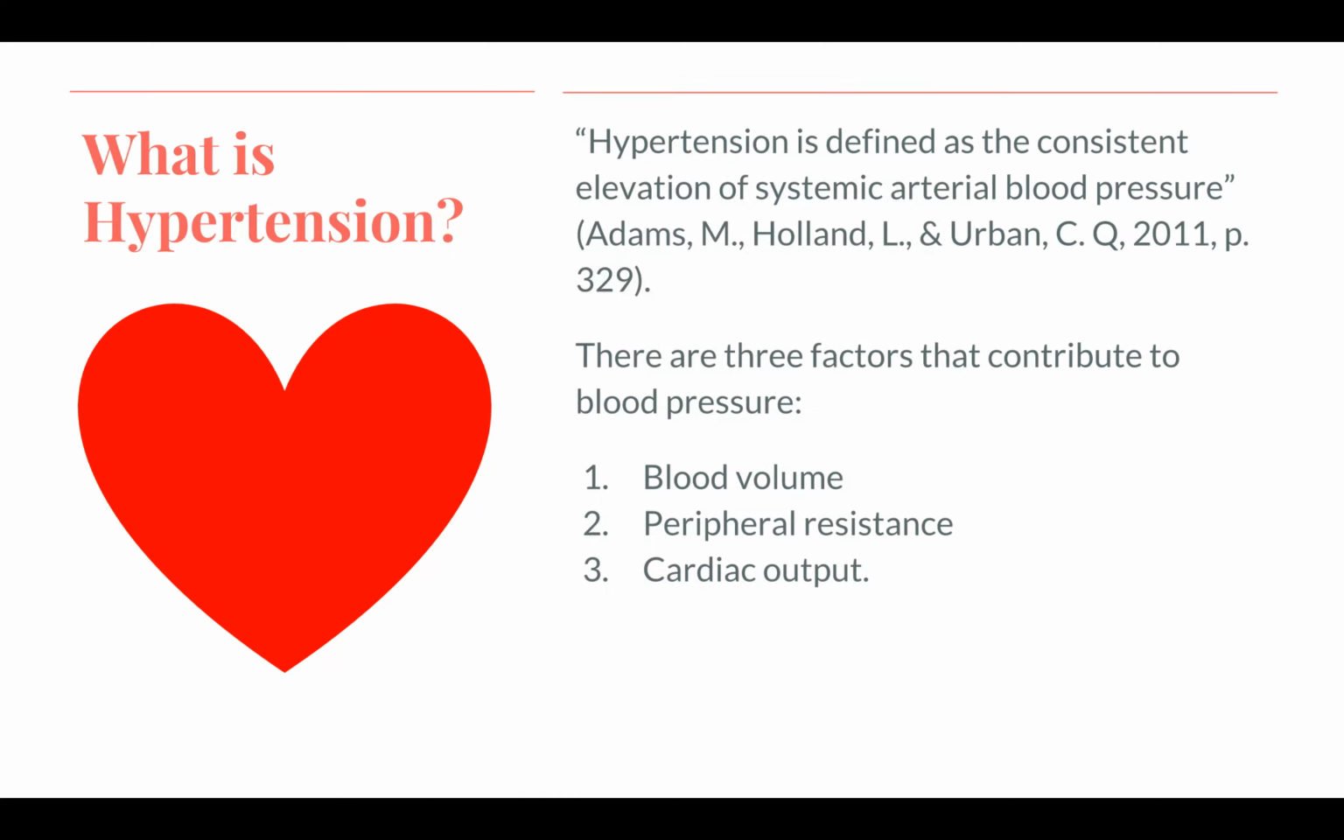Hypertension is defined as the consistent elevation of systemic arterial blood pressure, and there are three factors that contribute to blood pressure: blood volume, the amount of blood circulating throughout the body; peripheral resistance, or the resistance met by the arteries with blood flow; and cardiac output, the amount of blood the heart pumps in per minute. Increases in these will increase blood pressure.